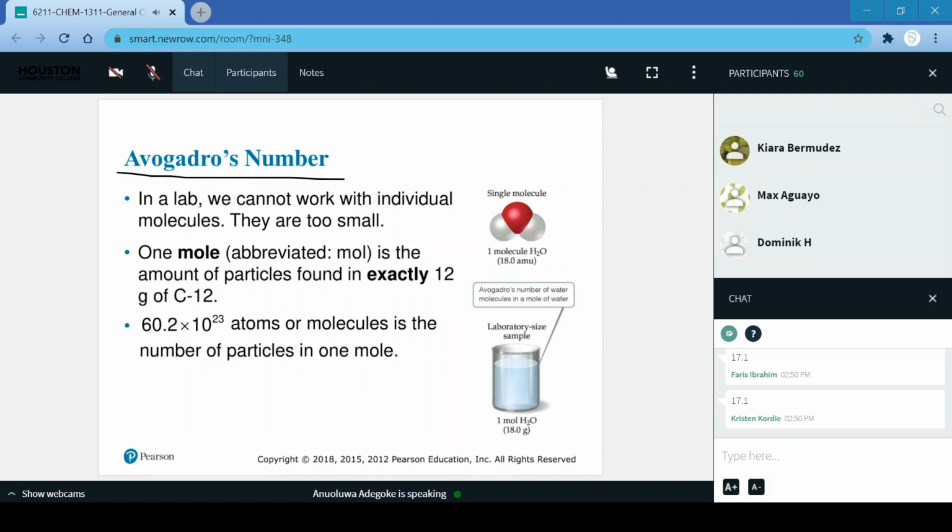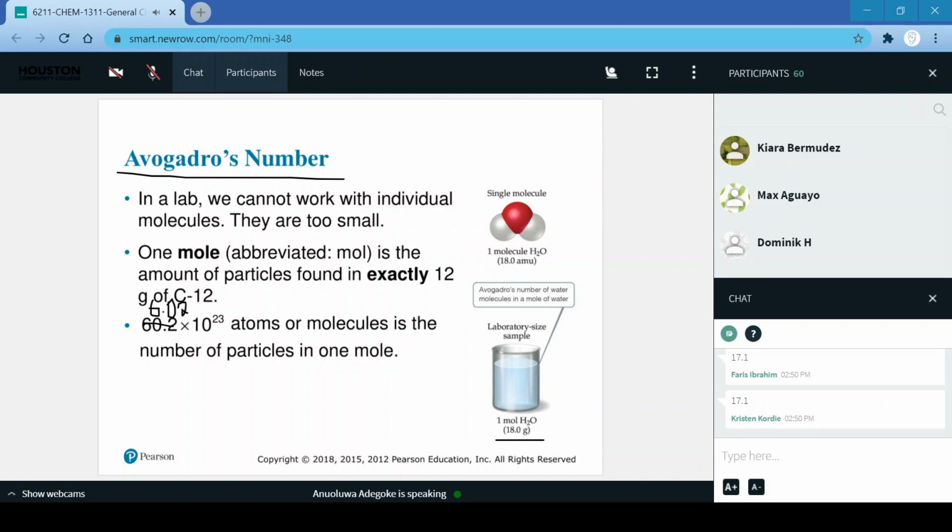But in the lab, we work with water, right? We drink water every day. The relationship between this one molecule and the water that we can see is called Avogadro's number. 1 mole of water contains 6.02 times 10 to the 23 atoms or molecules. 1 mole of water in the lab is equivalent to the molar mass of water, which is 18 grams. That 1 mole of water, a laboratory size in a beaker like this, has 6.02 times 10 to the 23 molecules of water.